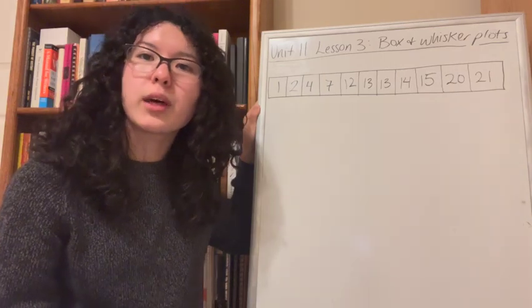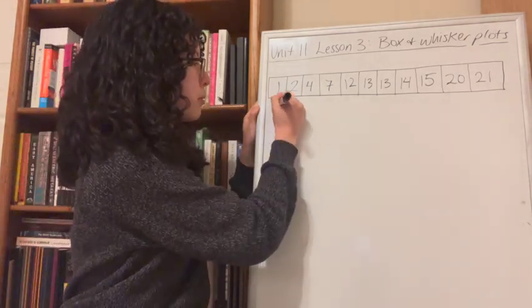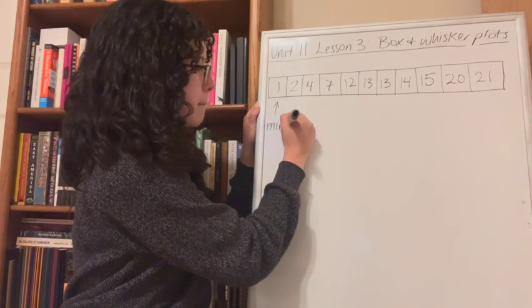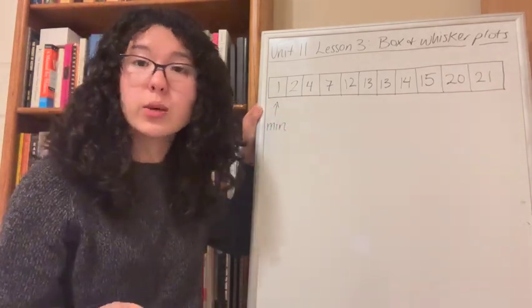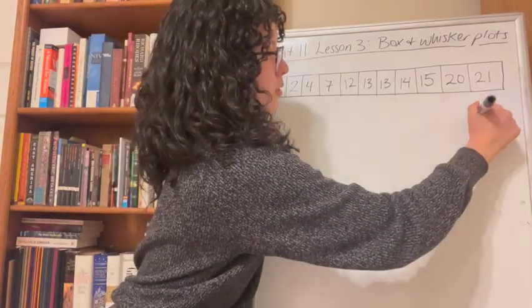The first value that I want to find is the minimum, which should be really easy. Right here, the lowest number, and I'm going to abbreviate that min. The next value is the maximum, which again, very straightforward. This one up here, the max.